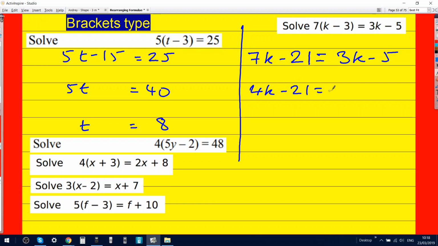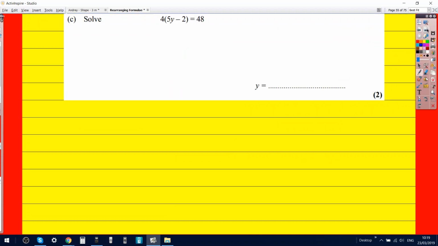equals minus 5. So then you would add on the 21, so that would be minus 5 plus 21. So what do you have to do to move that over? You would add it. So add 21. Okay. So 16. And that will leave you with 4k equals 16, divided by 4, so k equals 4. Well done. So they're the two negatives I thought might just catch it.